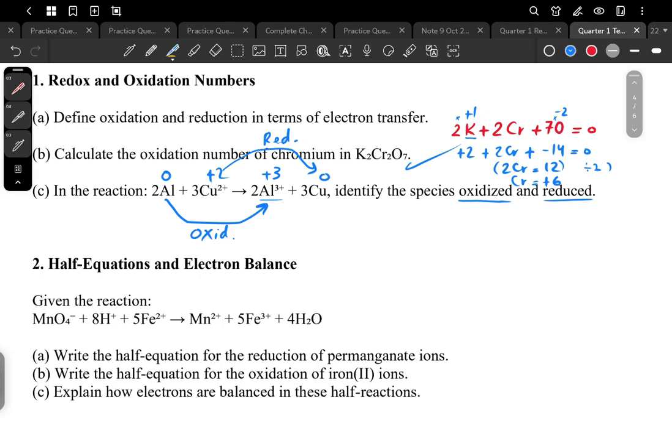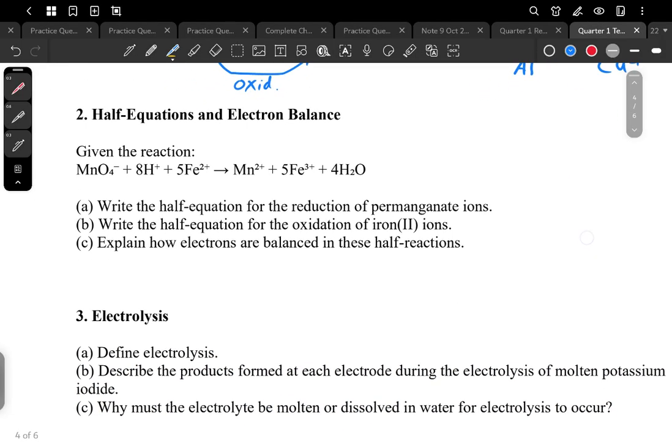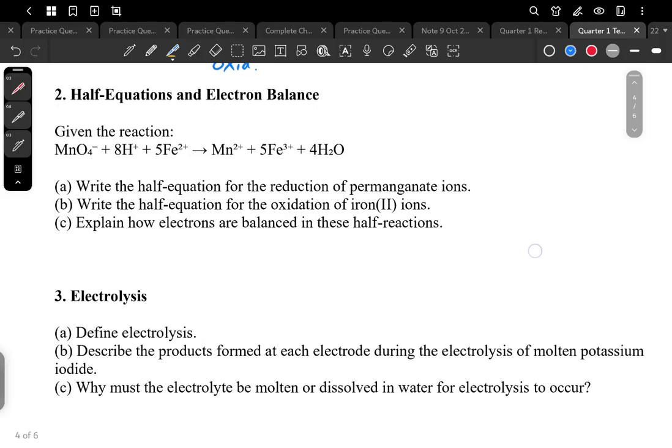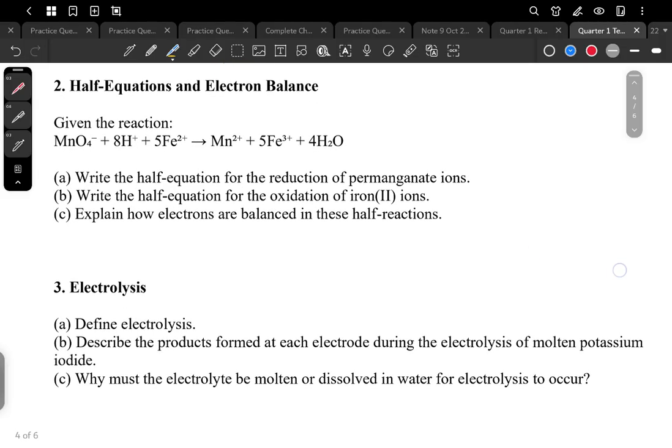Okay, so the oxidized species is the Al, the reduced species is the Cu2 positive. Half equations given the reaction. This reaction, right? They have the equation for the reduction of permanganate ions. This is the permanganate ion.